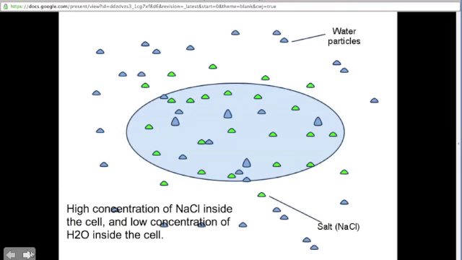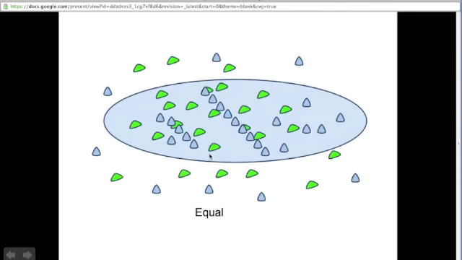And osmosis is similar to diffusion, but it is the movement of water molecules. So if there's a high concentration of sodium chloride inside the cell and low concentration of H2O inside the cell, the water molecules will move inside the cell so that the concentration inside the cell and outside the cell becomes equal.